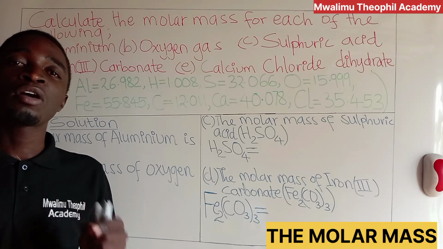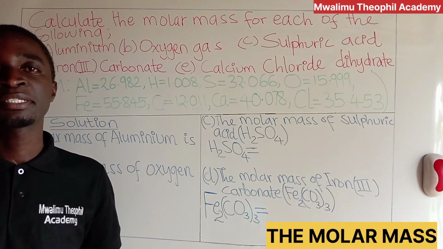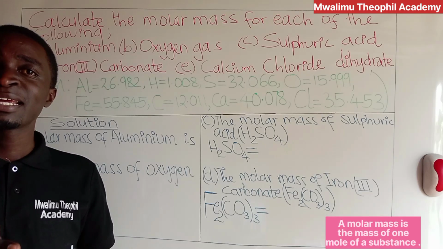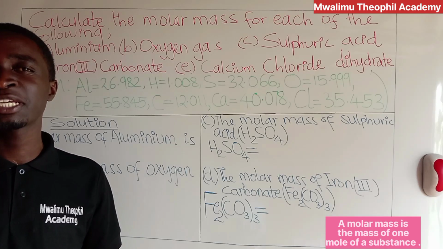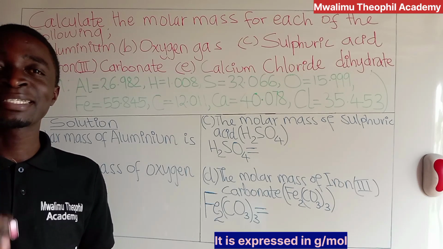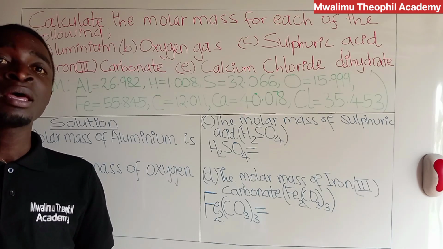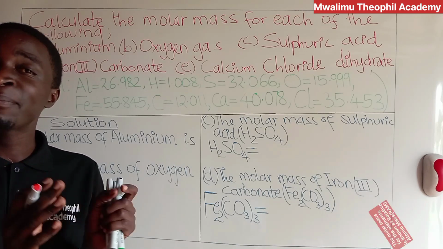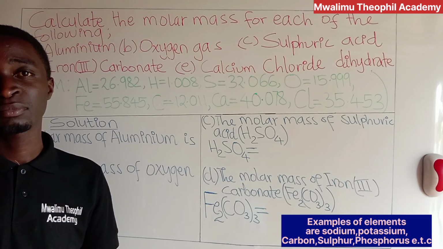In this lesson, you are going to learn about the molar mass. What is a molar mass? We say that a molar mass is the mass of 1 mole of a substance. The molar mass is expressed in gram per mole. The molar mass for the elements is known as relative atomic mass.